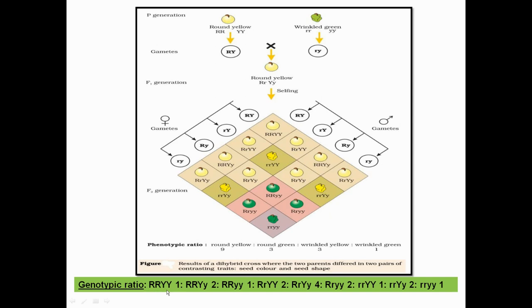For the genotypic ratio, we will have 9 genotypes in the dihybrid cross. These are capital R, capital R, capital Y, capital Y, that is 1. That is expressed only once in this dihybrid cross. And similarly, you can count the number of genotypes present in the F2 generation. Okay, so this will ultimately get you the genotypes of the F2 generation.